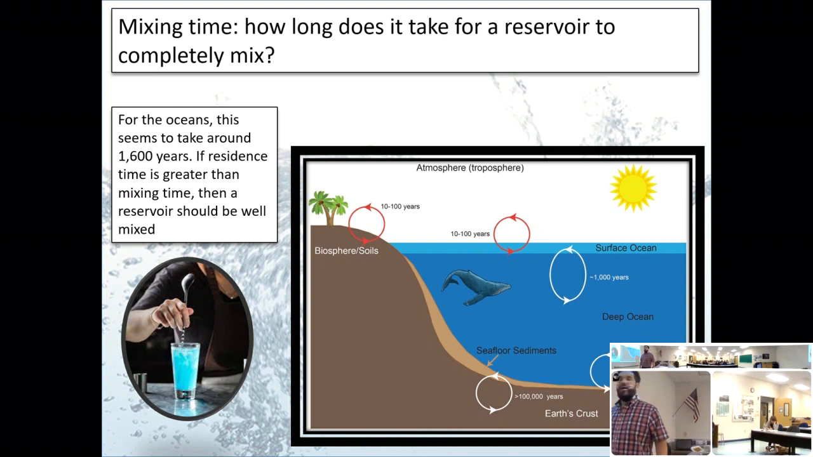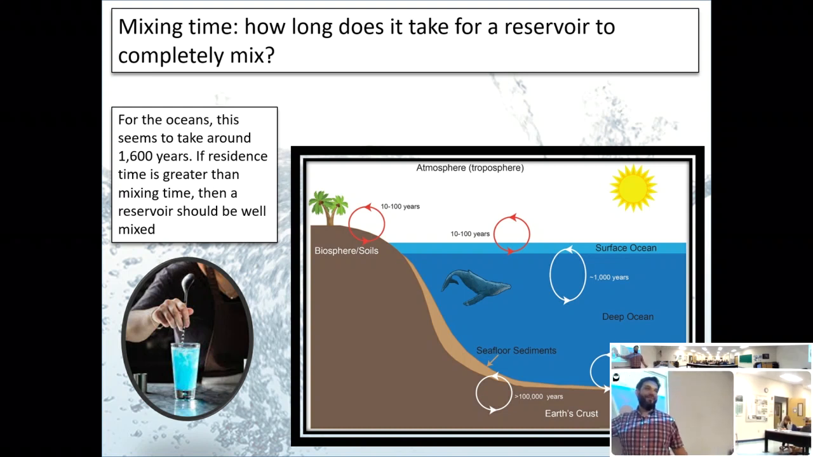I looked up mixing ocean water, and I came up with this picture. There's a drink called ocean water. So if you look up mixing ocean water, that's what you get on Google Images.